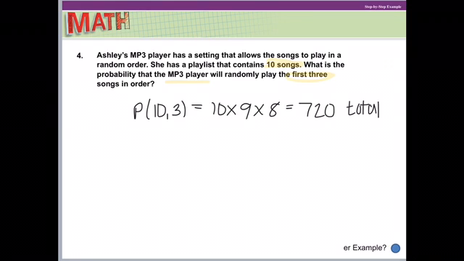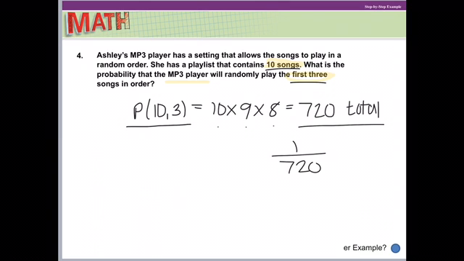So we know that we're finding the permutations of 10, 3 because it's 10 songs and it's the first 3 songs. And it is 10 times 9 times 8, and that is 720 total different outcomes. And since we want the first 3 songs in order, there's only one out of the 720 ways to do that. It's not going to repeat again. That's only one of the different outcomes, and no outcome is alike. So the probability that the first 3 songs will play in order is 1 out of 720.